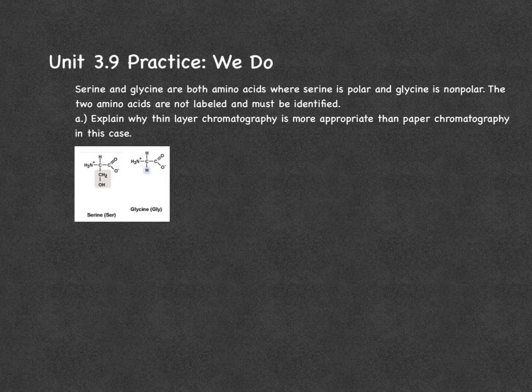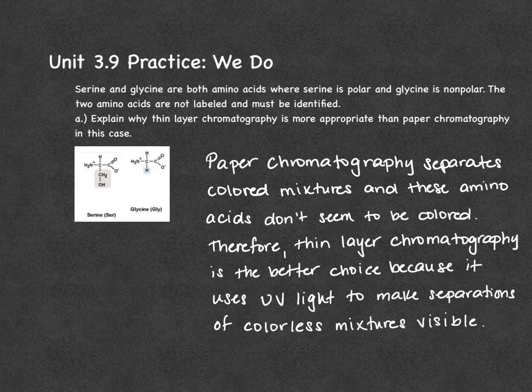So a complete explanation would be something like paper chromatography is going to separate colored mixtures, and these amino acids don't seem to be colored. There's no mention of color. Whereas thin layer chromatography can separate and identify colorless solutions using UV light, so that would be the more appropriate method choice in this particular instance.